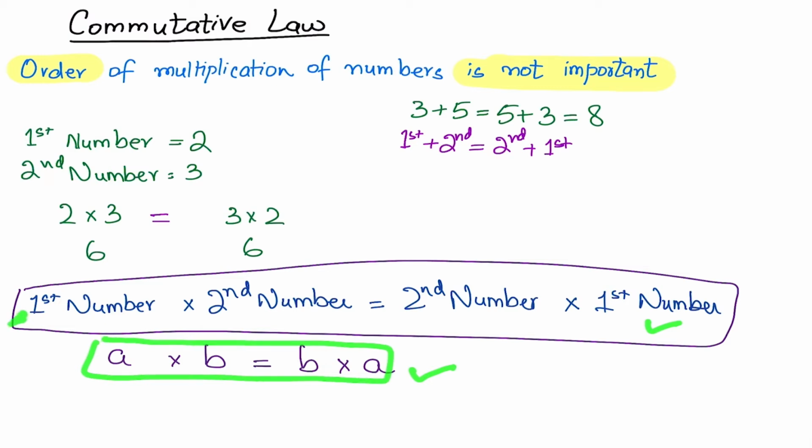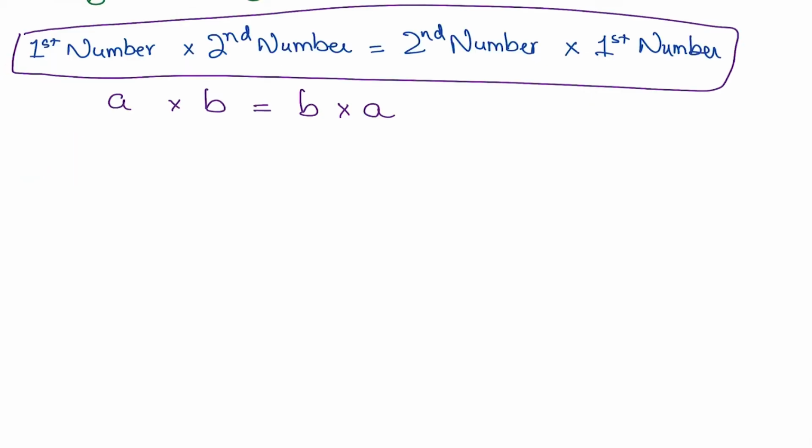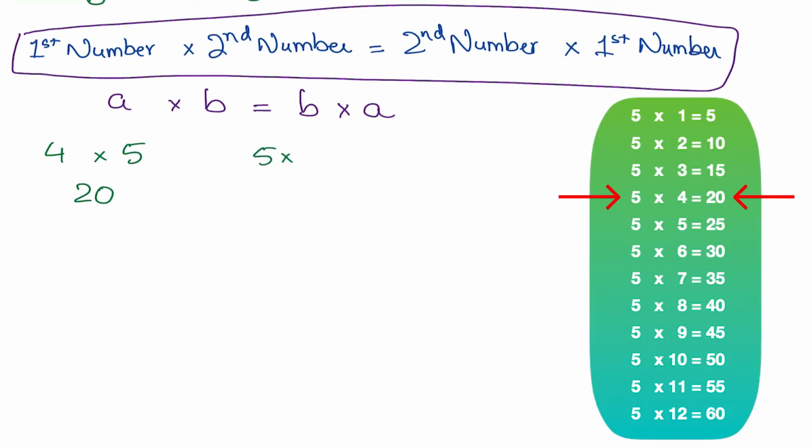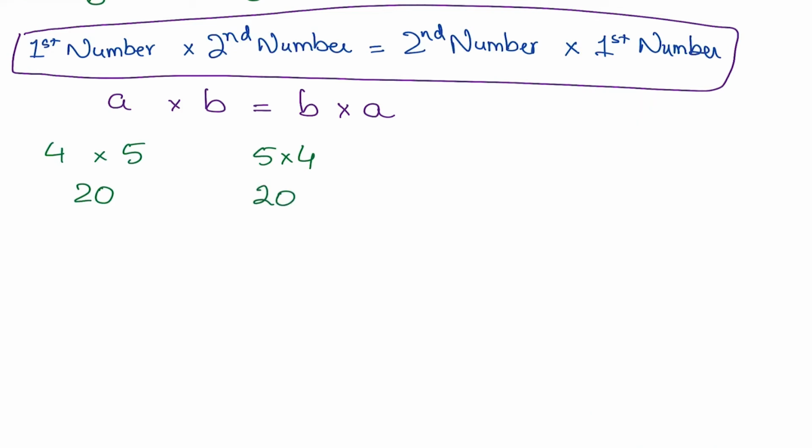Alright, let's look at a few more examples. Now consider the multiplication of two numbers 4 and 5. So if you multiply 4 times 5, you will get 20. And if you multiply 5 times 4, you will get 20 again. 4 times 5 is equal to 5 times 4. So this will be equal.